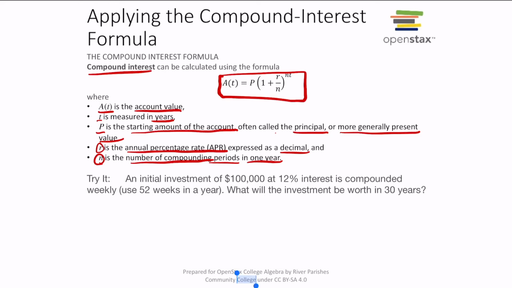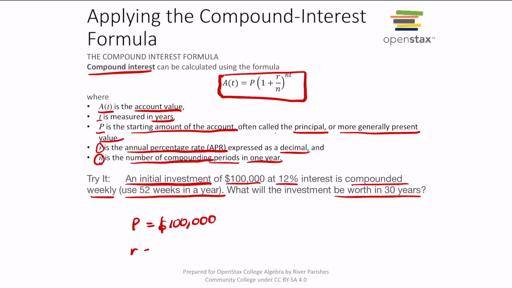So you have an initial investment of $100,000 at 12% interest compounded weekly. So we are using 52 weeks in a year. What will the investment be worth in 30 years? So here write down all the data that is given. P here is $100,000. r here is the rate, which is 12%, which is 12 by 100, so it becomes 0.12. And it's compounded weekly, so for an entire year there are 52 compounding periods. And we are finding for a total of 30 years.